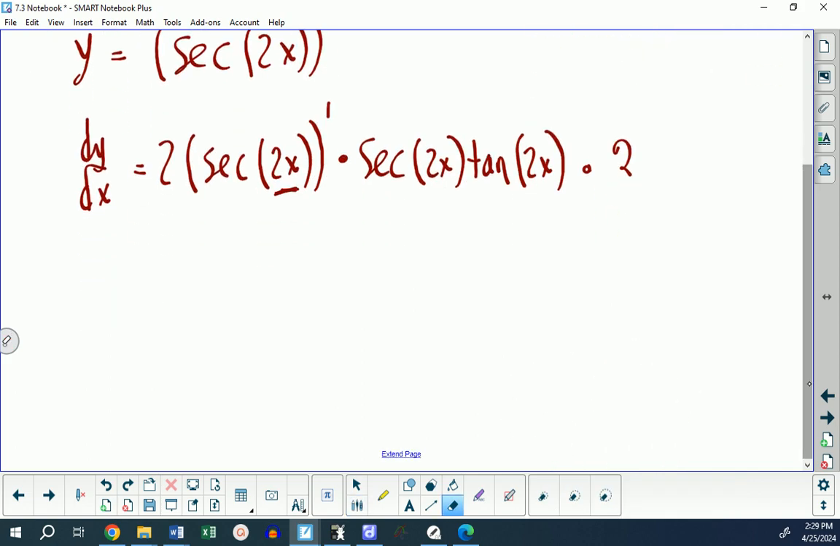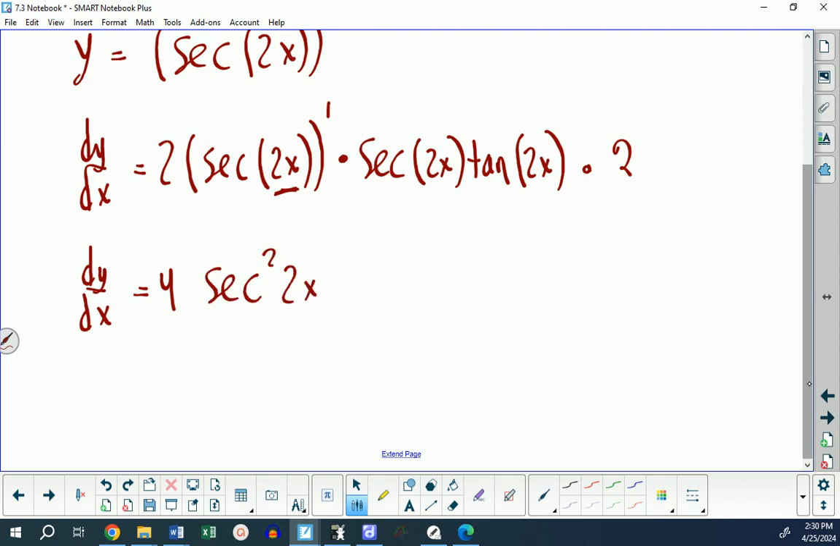So we simplify this. I've got a 2 here and a 2 on the outside at the front. I get dy dx equals 4. I have a secant squared of 2x, which is interesting because I had a secant squared of 2x to begin with. I have a secant of 2x here and a secant of 2x here. So that's secant squared of 2x. And I have a tan of 2x.